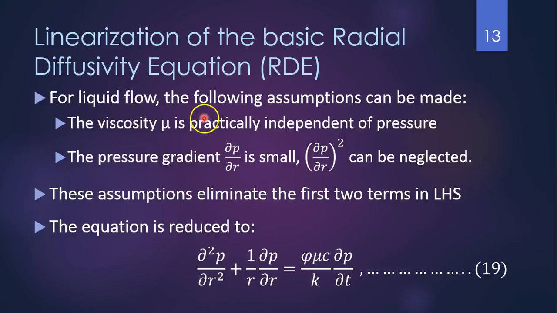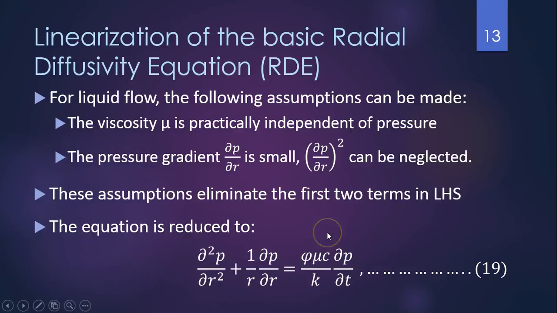For liquid flow, the following assumptions can be made. The viscosity mu is practically independent of pressure, and the pressure gradient del p by del r is small. So del p by del r whole square can be neglected. This can be done only for liquid flow, not for gas flow. So these assumptions eliminate the first two terms in the LHS in equation 18. So the equation is reduced to del square p by del r square plus 1 by r del p by del r is equal to phi mu c by k del p by del t.